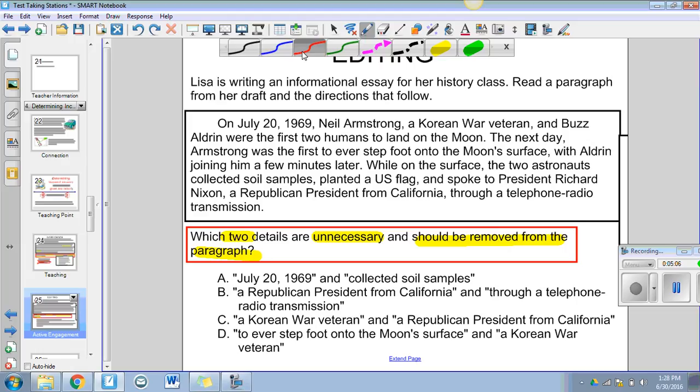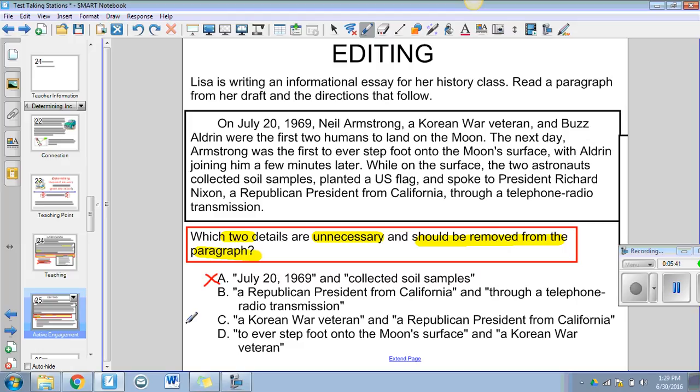Choice A says July 20th, 1969, and collected soil samples. I know that dates are usually really important information. So I'm going to eliminate A as an option choice because it uses a date. Then it says B, a Republican president from California and through a telephone radio transmitter. Both of that information could be important, could not be important. I can't really make a decision right now, so I'm going to go on to C.